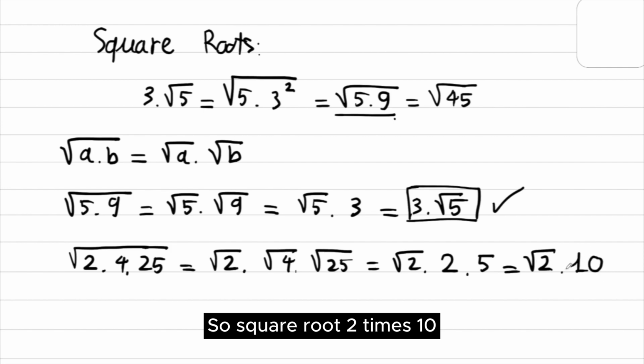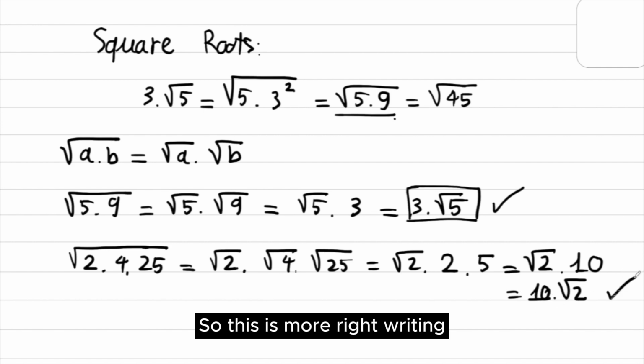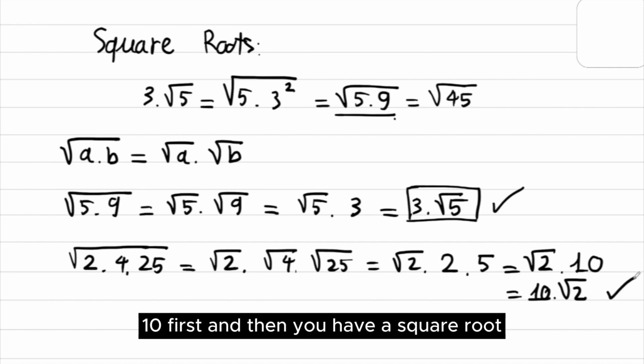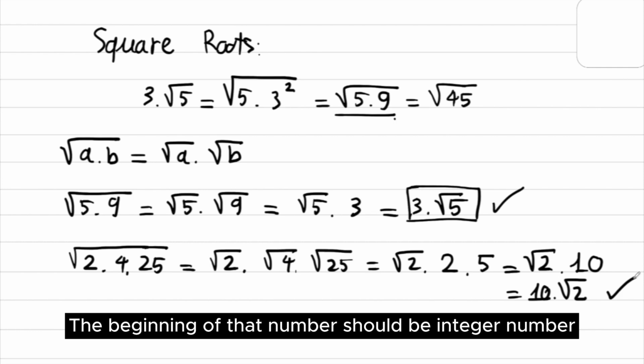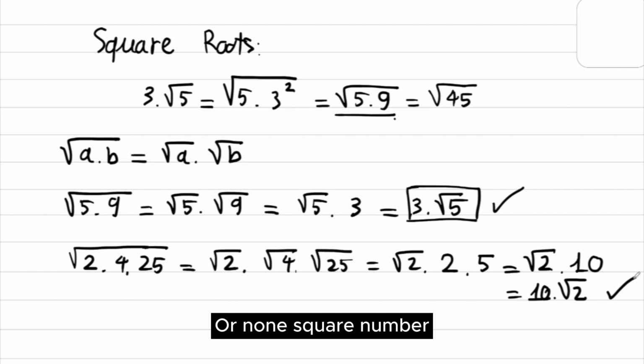So the square root of 2 times 10, but I can change the position to this one. So this is the more right writing. Okay, 10 first and then you have your square root. The beginning of the number should be an integer, and then the next one will be the square root or non-square number. Yeah, okay. So how about this one?